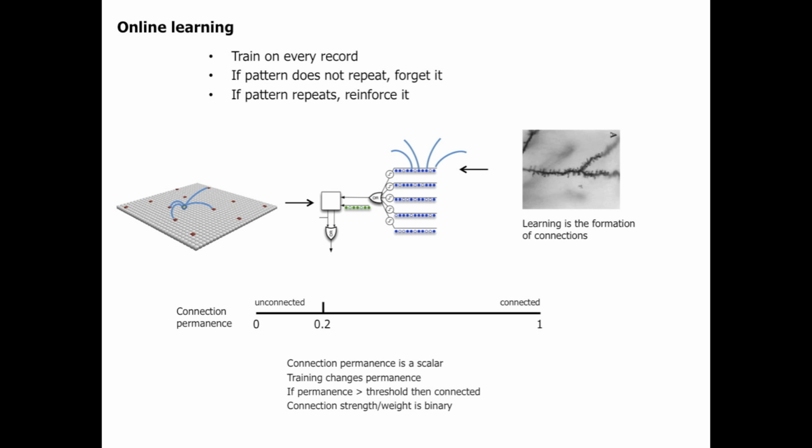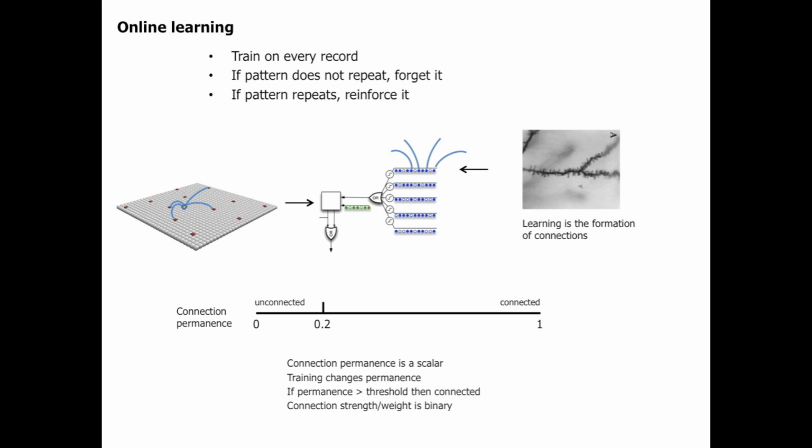However, we need to use something to indicate the growth and the diminishing of the connection. We call that connection permanence, which is a scalar value. So we can go from 0 to 1, where 0 is a synapse that is just a potential synapse. It's not connected. Hasn't grown at all. And once it gets above a certain threshold, in this case 0.2, we would say it is connected.